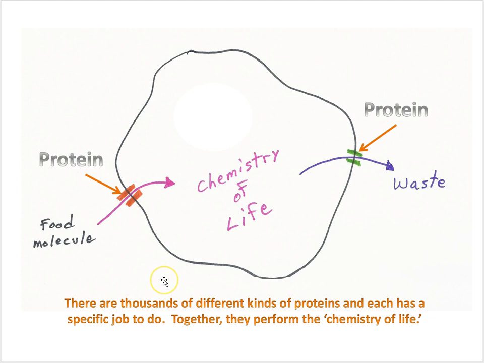So there are thousands of different kinds of proteins within the cell, and many of them are on the cell membrane, and each has a specific job to do, and together they perform the chemistry of life. So we're going to have proteins on the surface, on the membrane of the cell, that are going to be bringing important molecules into the cell and taking waste out, and then we're going to have a whole team of proteins, thousands of different proteins that are doing all kinds of chemistry inside the cell to sustain the cell's life.